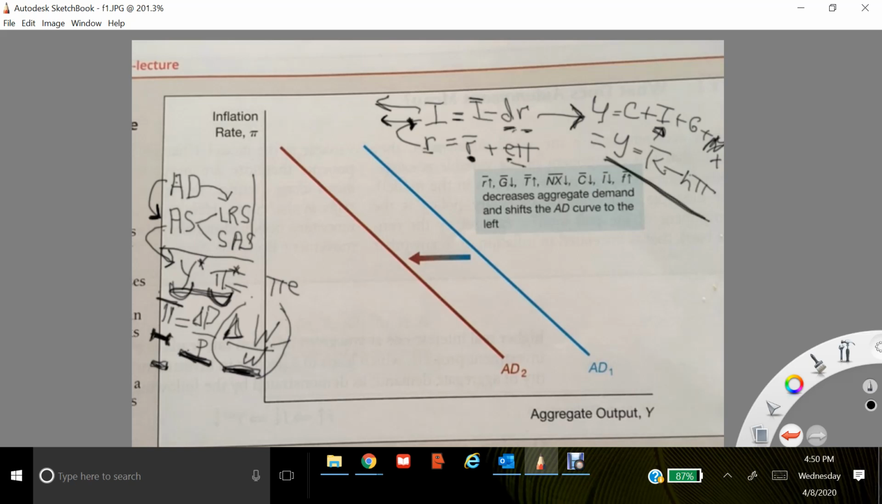Income is a function of some constant minus a function of inflation. And that's your AD curve. Very good. Inflation and output have a negative relationship. That's why the curve slopes down.